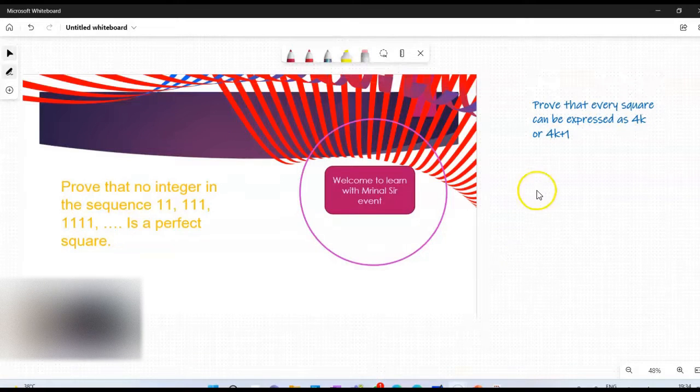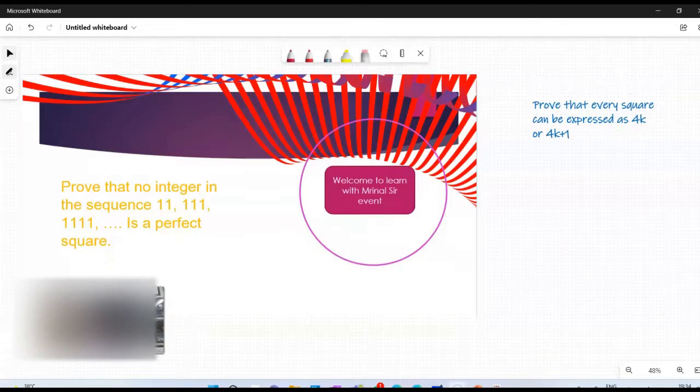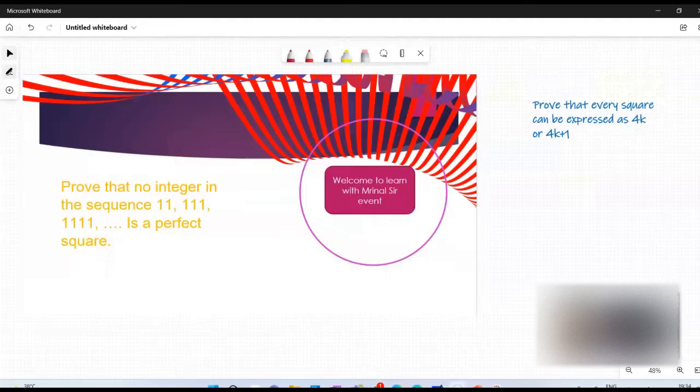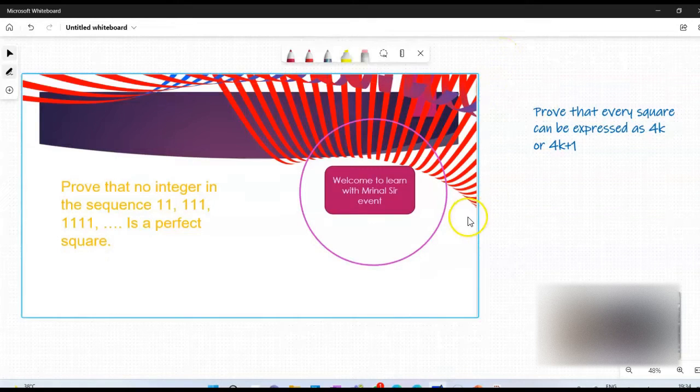Good evening. We are going to prove that no integer in this sequence 11, 111, 1111 is a perfect square. To prove this, with the help of Euclid's division lemma is not a challenge. It's very easy to prove that. If we consider divisibility of a number by 2 and then consider squares, or consider all the integers in that form only, then it will be easier.